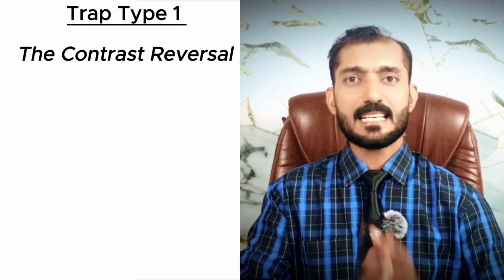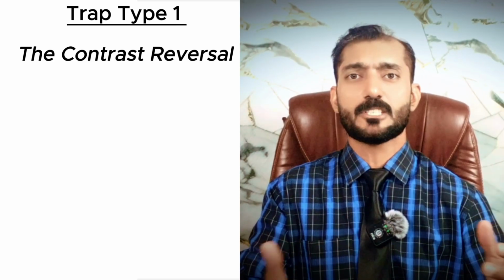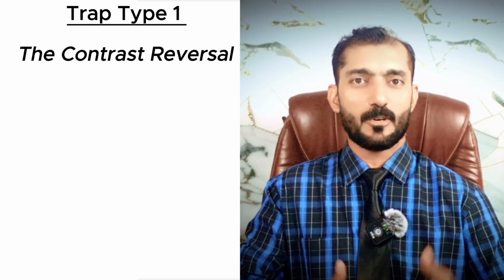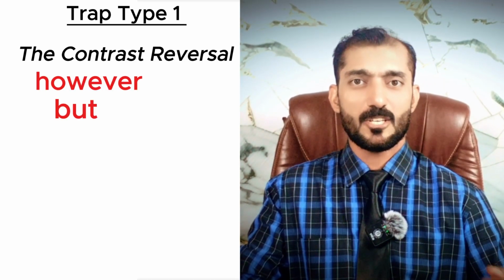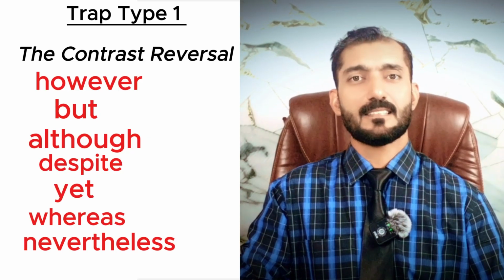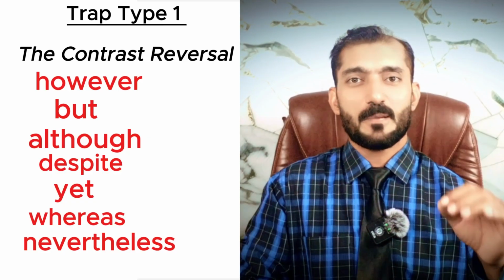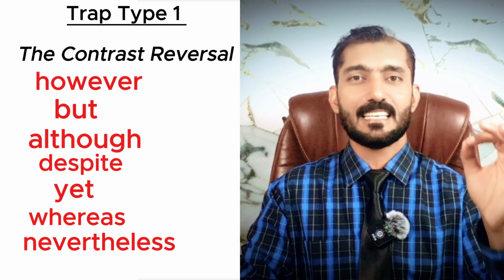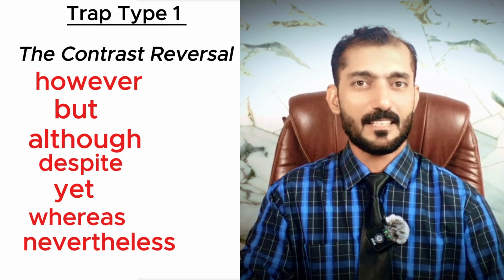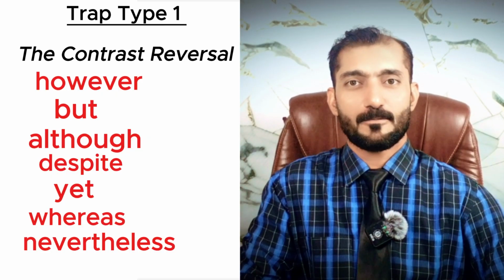For this purpose, the examiner mentions something attractive early in the sentence, exactly what you are looking for, and then uses a contrast device to take it back, using words like however, but, although, despite, yet, whereas, and nevertheless. These words tell you to forget what you just heard, because what comes next is the real information. Students who miss the contrast word write the first thing they hear, but that's the trap. Watch this example very carefully.